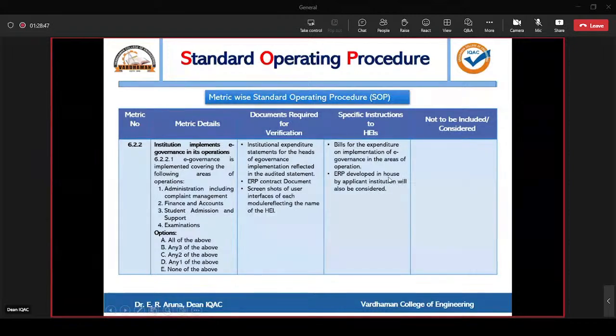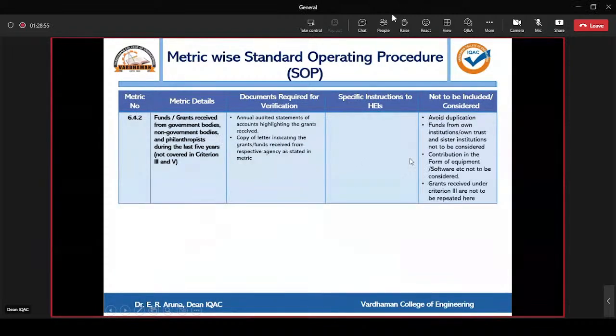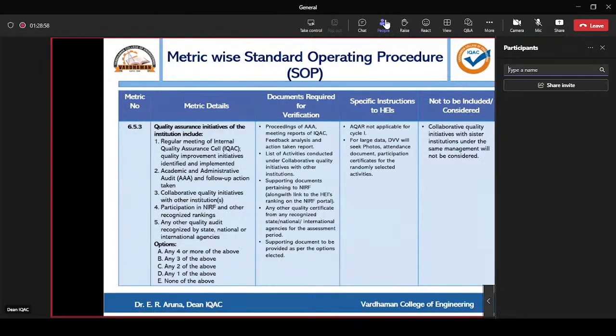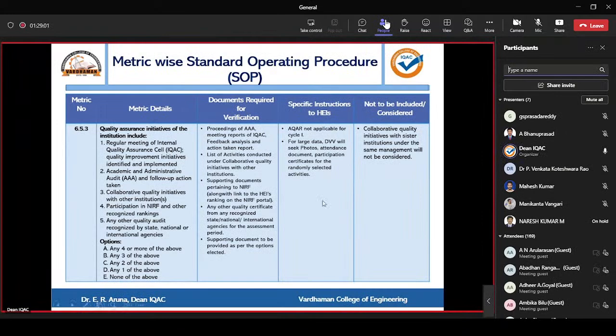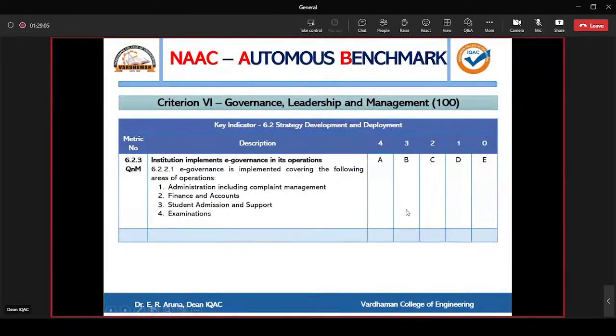This is already on the website, and I already mentioned it at the time of describing this metric, the same thing for 6.3.2 and 6.3.3. And this is about 6.4.2, which is also available on the website. This is also the same thing, which is QnM. Now I'll move on to the benchmarks.